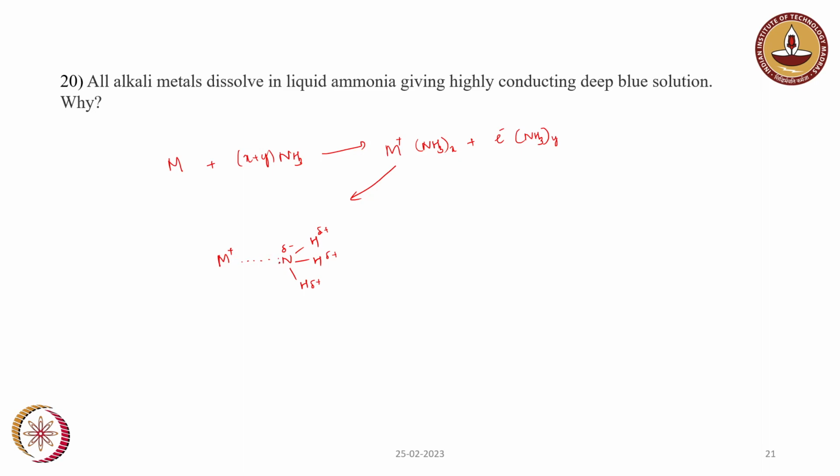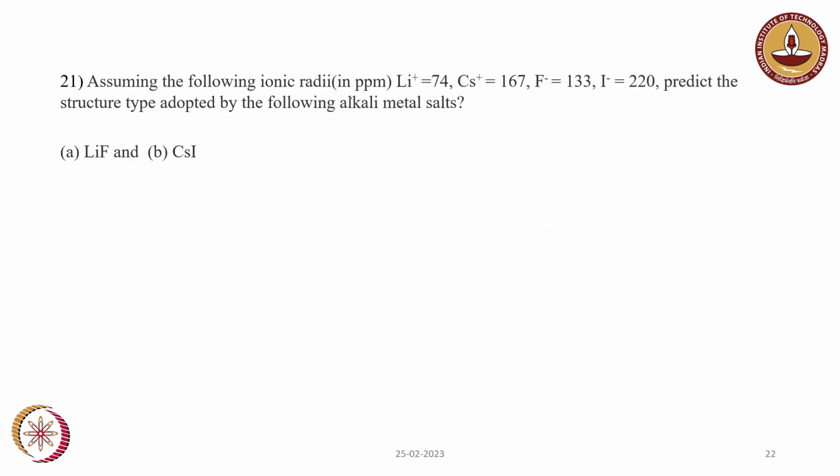The positive charge gets stabilized with the lone pairs of nitrogen, and the ammoniated electrons are surrounded by the delta positive hydrogens of ammonia. So this will be the ammoniated electrons, and they will absorb energy and get excited, emitting visible radiation. So that gives the deep blue color, and it is highly conducting because of the presence of these ammoniated electrons.